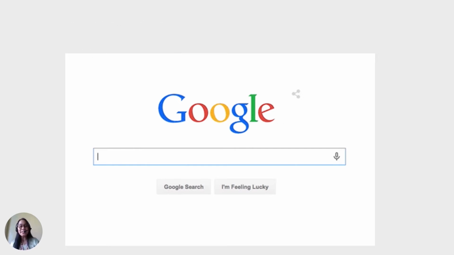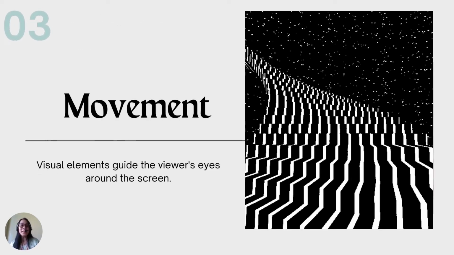Okay? Now let's proceed to the next one, the third one. The third one is movement. From the word itself, movement does not only imply something that is moving, but with movement, visual elements guide the viewer's eyes around the screen. So if you take a look at this picture, guys, there is something that could guide our eyes in this particular screen. Now, if you start here, try to go over here. There is something that could guide our eyes going up. In some other way, vice versa, from going up down to here. No? So that is what we call movement.